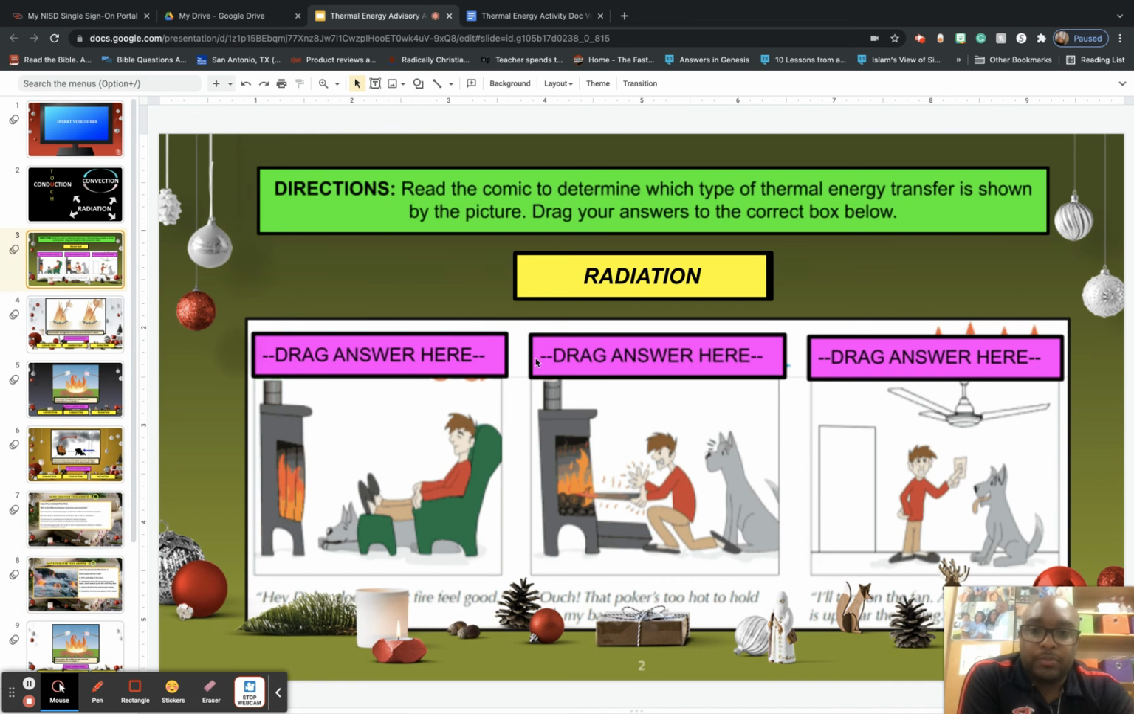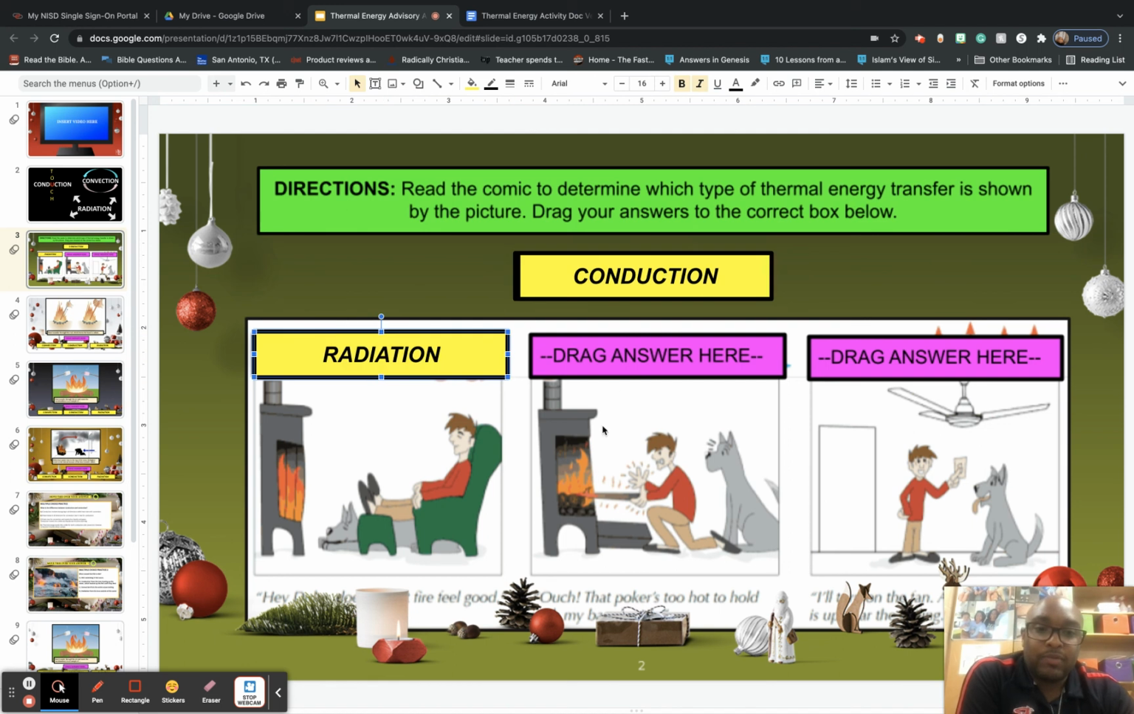So, radiation. It says, hey, Duke, that fire sure does feel good. They're not actually touching the fire, right? That would be conduction. With that U in there, if it touches, it's conduction. They're not touching. It's the last one. They're feeling the waves of the heat without touching. That's radiation. It's like the sun. The sun's rays, that little R, rays, radiation. Okay. So I'm going to drag that to radiation.